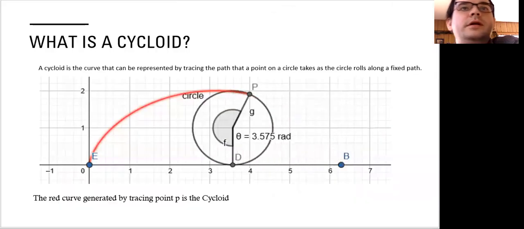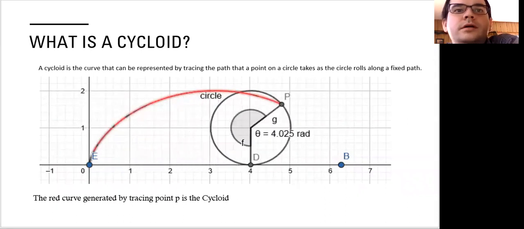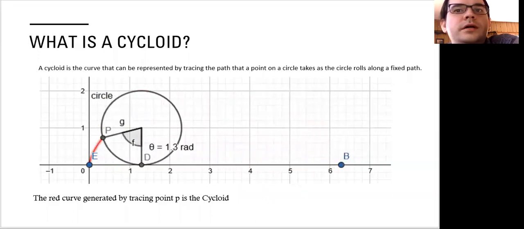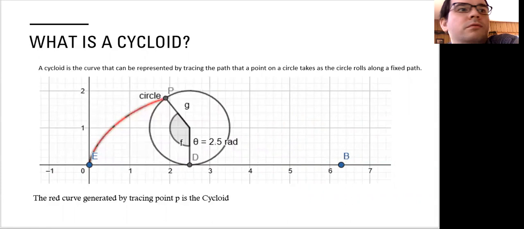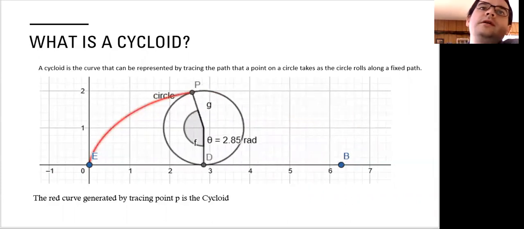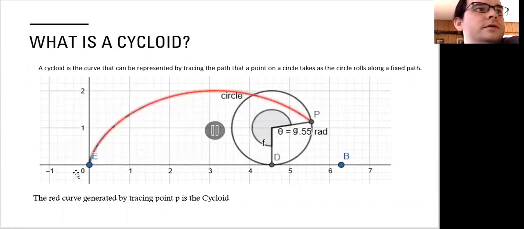So what is a cycloid? A cycloid is the curve that can be represented by tracing the path that a point on a circle takes as the circle rolls along a fixed path. Imagine the circle here is a wheel rolling along a flat surface represented by the horizontal axis. The cycloid curve is what we see up here in red. It is the curve traced by point P as the circle rolls.